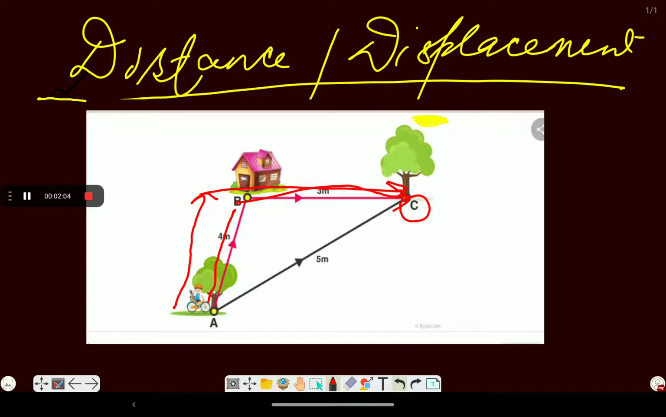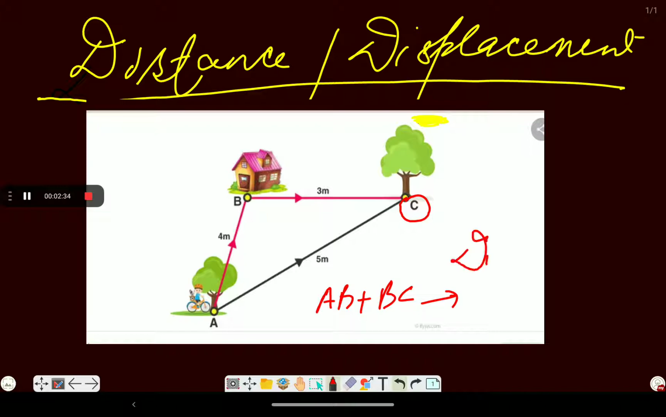ए से सी पे पहुंचने में जो आप पाथ ट्रेवल कर रहे हो एक्चुअली में वो एक डिस्टेंस है, यानी लॉन्गेस्ट पाथ भी बोल सकते हैं इसे हम. सेकंड ऑप्शन, you have A to C, and this is the shortest path between A and C. So this is called displacement. Okay, understood? I can say that AB plus BC is the distance, and AC is displacement.